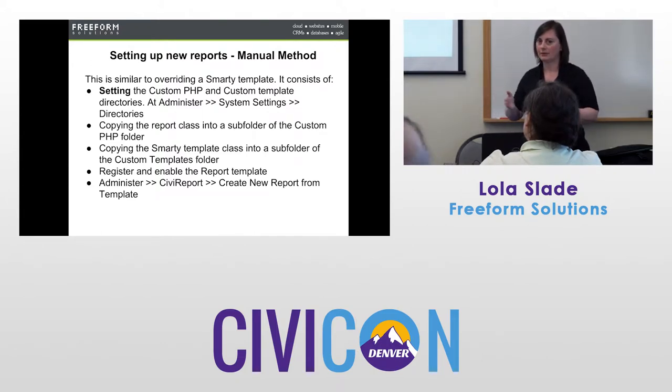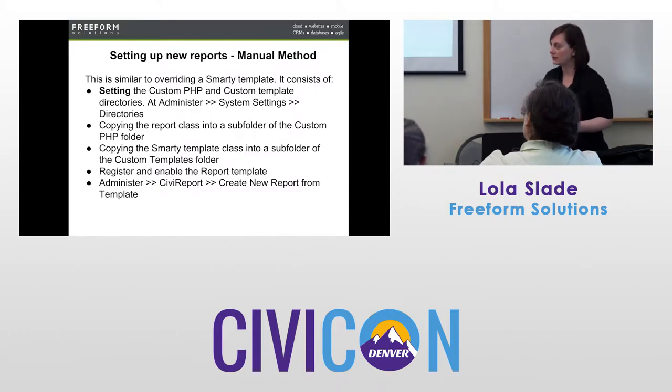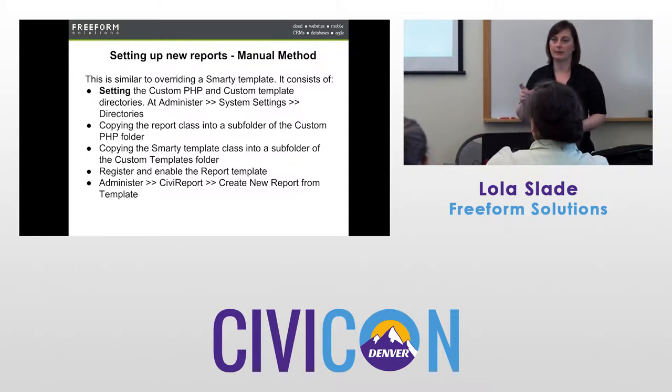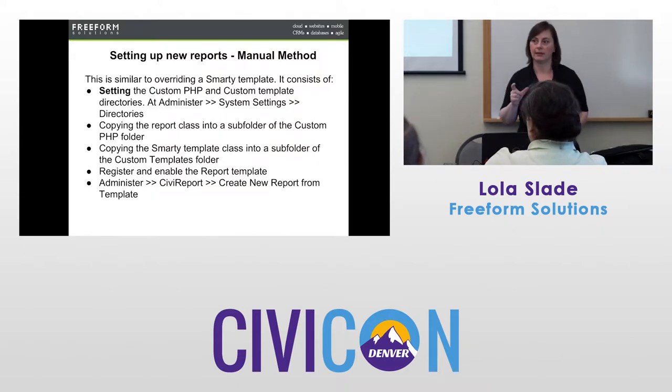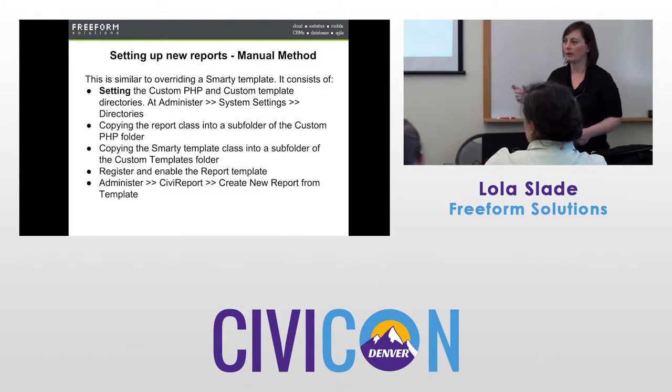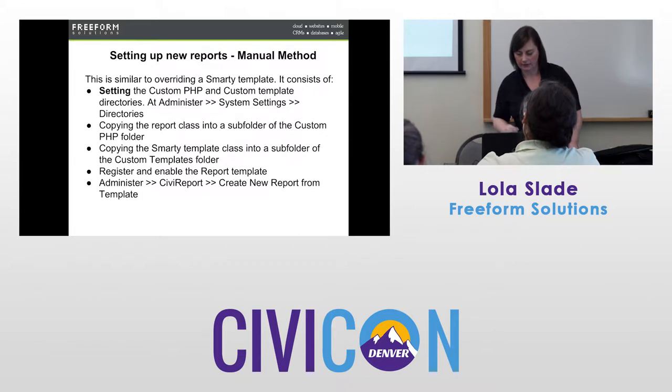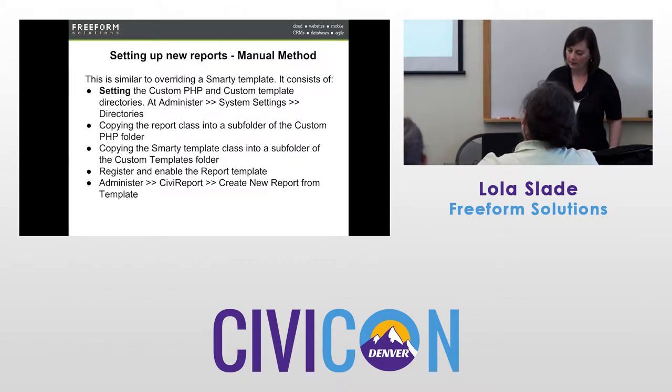You take that file, you copy it into your custom folder, your custom PHP folder, and you make a few changes. And if you don't change the name of the class name, you are overriding the built-in report. Right? Just like you can with anything in CiviCRM, if you copy one of the CiviCRM core forms into custom PHP, you're overriding it. So you can override that built-in report by copying it if you don't change the class name. If you do change the class name, you're making a new one. That's one thing I didn't put in the notes, but I think I'll add it. I'll repost my notes.